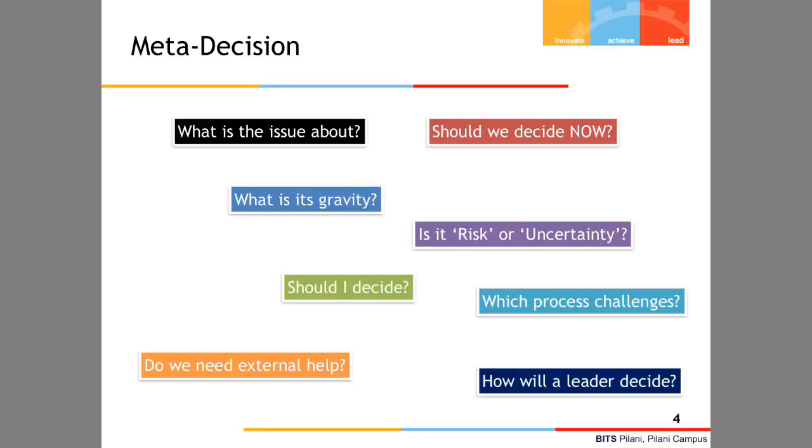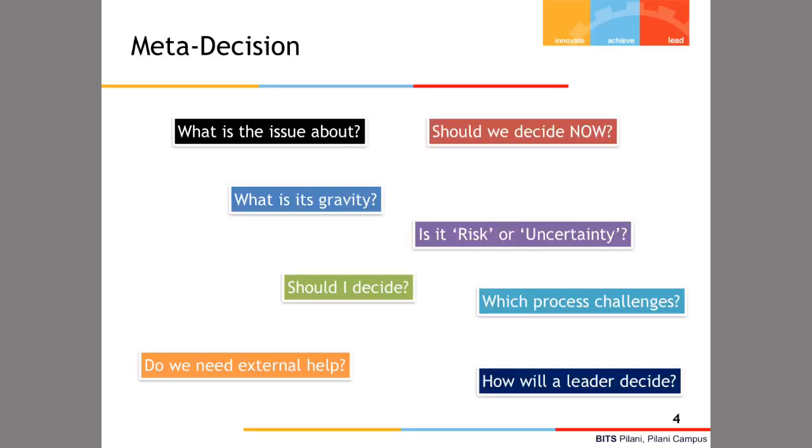What is the gravity of the situation? When we decide now, what will be the gravity? If we postpone, what will be the gravity? Can we postpone this decision? Is this a risk situation or an uncertainty situation? We have discussed a lot about this in our earlier lectures. Should I decide, or is this decision made by someone else in the team?